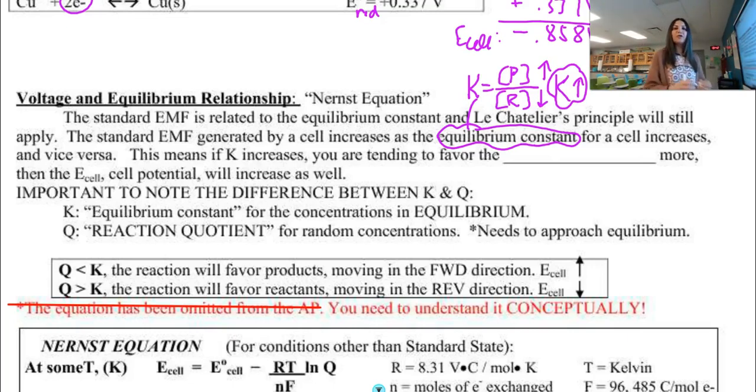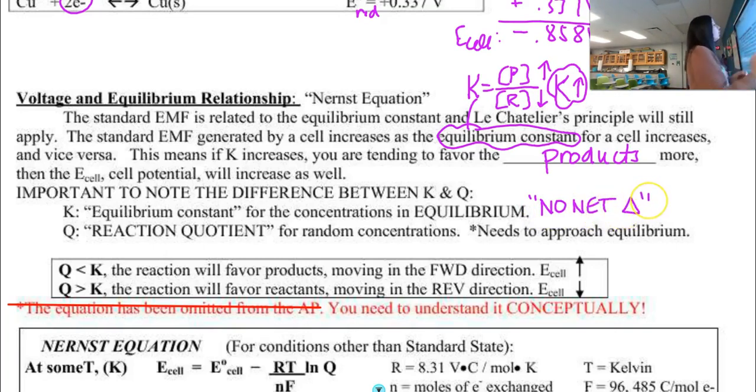So this means if K increases, then you're favoring your products more. So the concentration of your products is going to increase, and obviously your reactants decrease. So then your E cell should actually go up as well. So when your K goes up, your cell potential should go up, meaning you're favoring the products. It's important to note the difference between K and Q. We already talked about this. K is when you're already at equilibrium. Your reaction has come to a point where there is no net change. Whereas Q you want to compare to K, and you want to reach equilibrium.